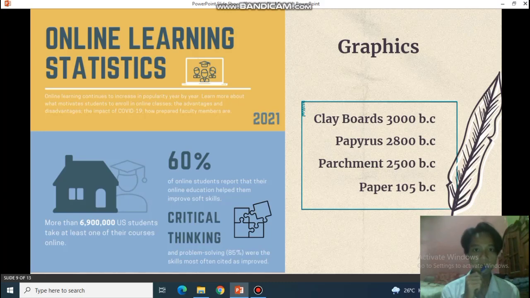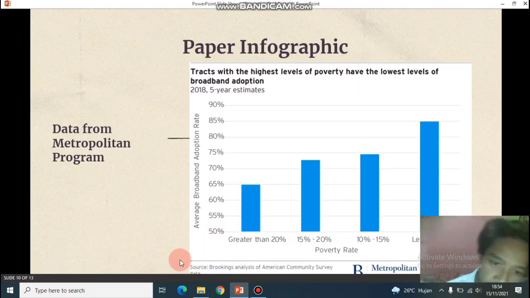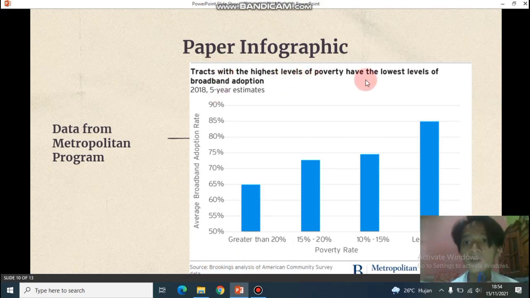So yeah, these are several good sides of online learning, but don't forget that it also has a negative side. This is the data from the Brookings analysis of the American Community Survey, to be very precise. The tracts with the highest level of poverty have the lowest levels of broadband adoption, or internet connection, from 2018 up to the 5-year estimate.